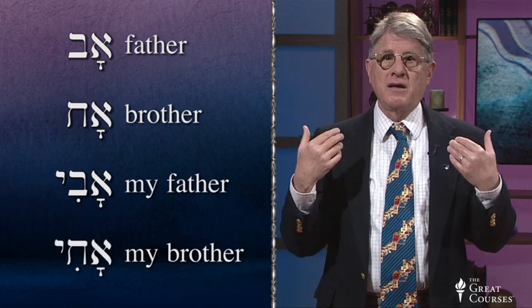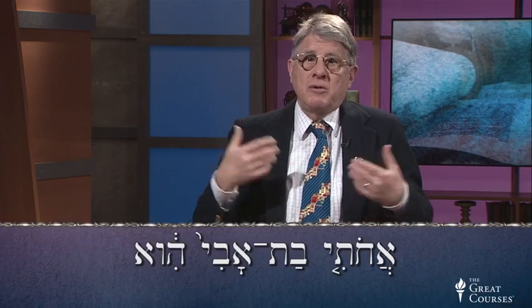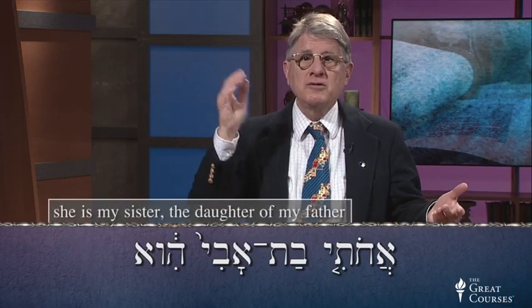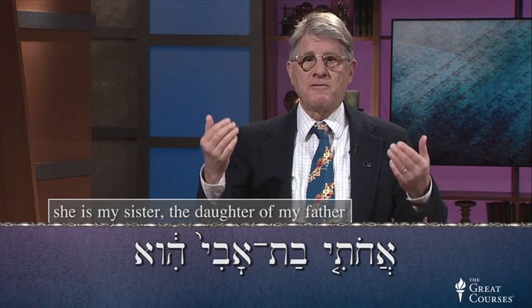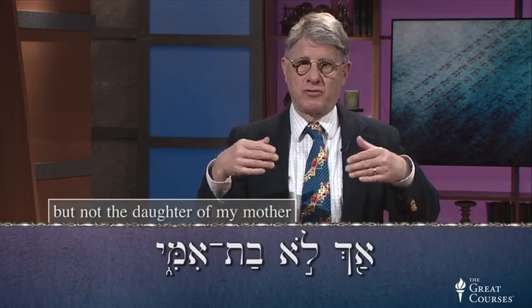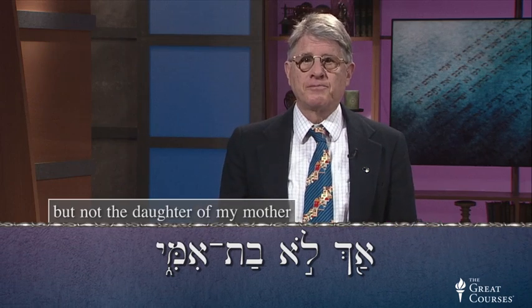Avi and achi. When Cain asks, am I my brother's keeper? My brother is achi. And when Abraham gets caught having told Abimelech that Sarah was his sister, he insists, achoti bat avihi. She is my sister, the daughter of my father. Ach lo vat imi, but not the daughter of my mother.